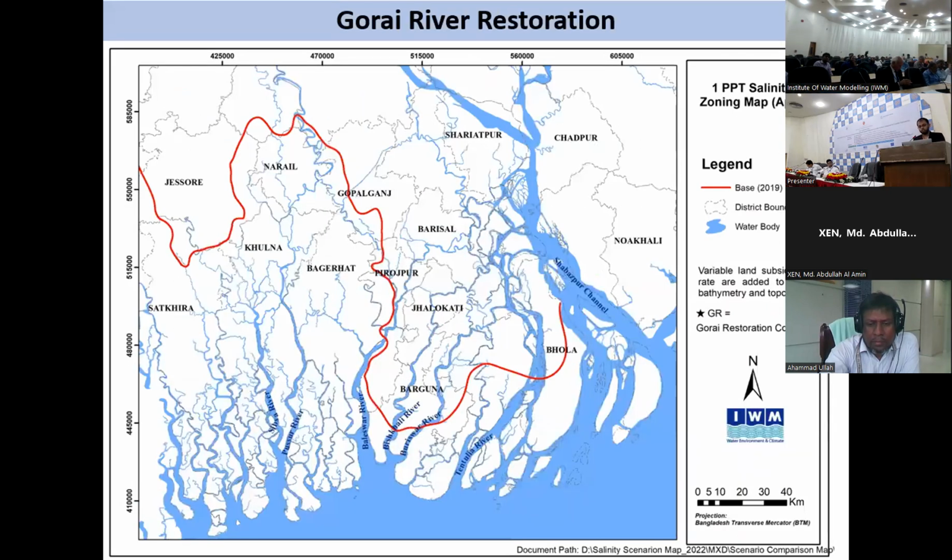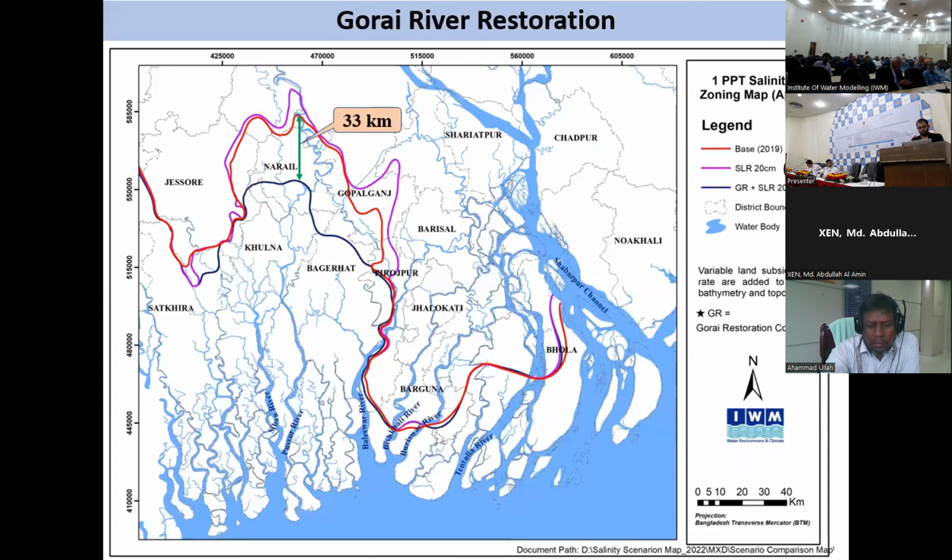Now for simulation, like previous, this is the 1 ppt salinity line for 20 centimeter sea level rise without intervention. And if Gorai River restoration is implemented in climate change condition, that means for 20 centimeter sea level rise condition, we see 33 kilometer downward movement of the 1 ppt salinity line from the baseline.